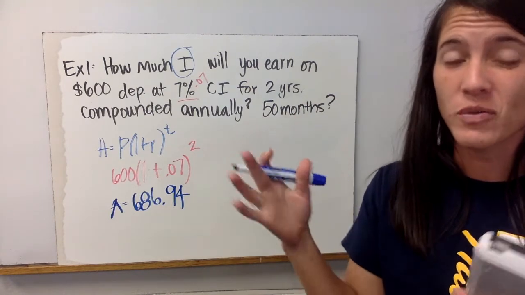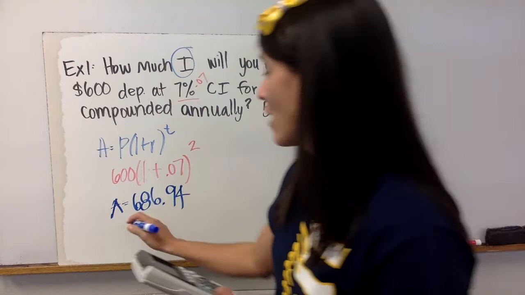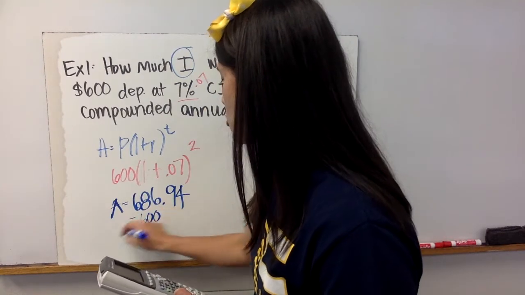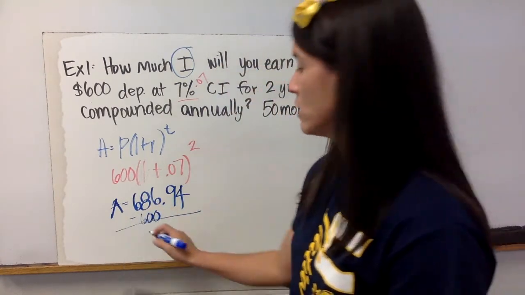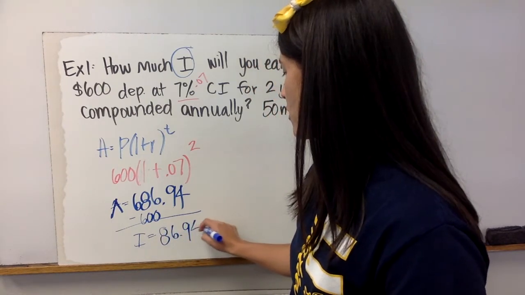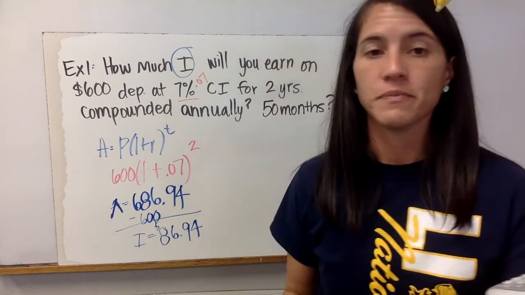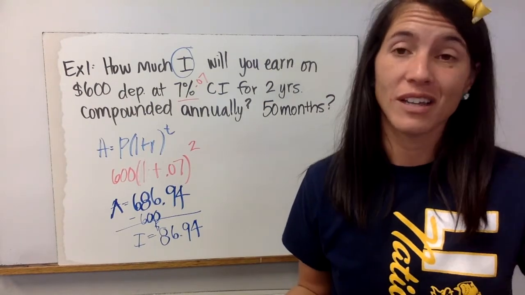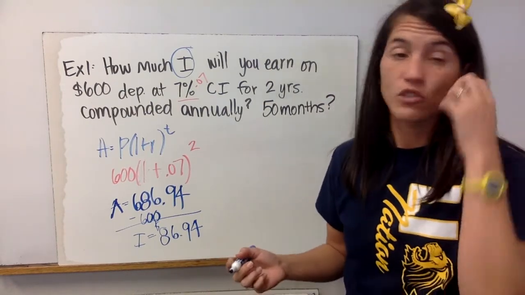So in order to find the interest, we have to subtract out our initial amount. We have to subtract out our principal. So the interest is $86.94. So that's how you would find the interest when given a compound interest problem.